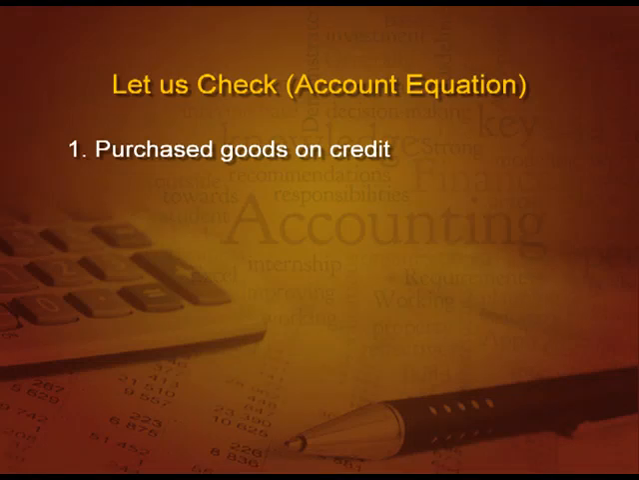Next, rent paid by check. Now, we are paying check. So, bank will decrease and rent is an expense which will decrease our profit. Indirectly, it will decrease my capital. So, bank account decrease and capital account decrease.